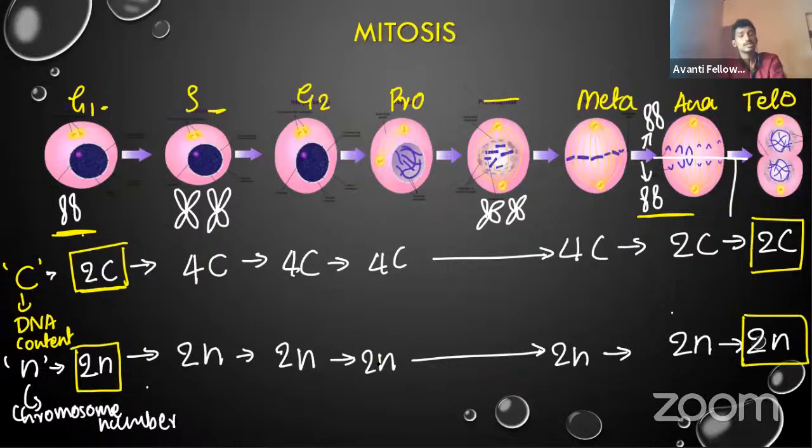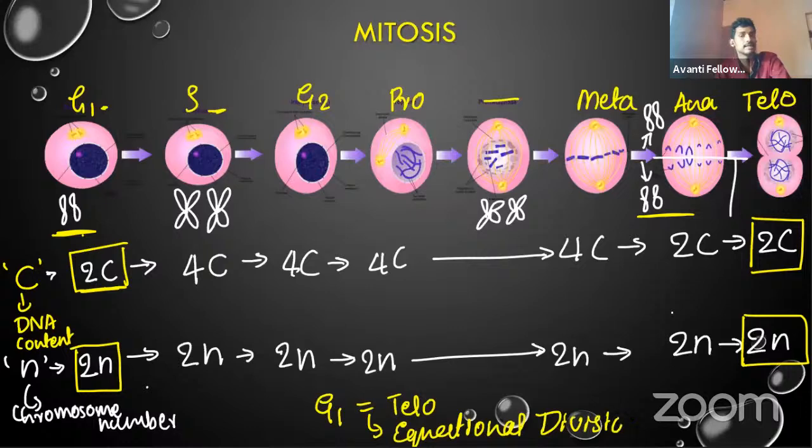So in mitosis, whatever changes in chromosome number you may take, ultimately the end point, the daughter cell, will have the same DNA content and same chromosome number as the parent. That's why you can say G1 is equal to telophase or the next G1. DNA content and chromosome content, everything is the same. That's why you can call this the equational division, because it's maintaining the chromosome number and the DNA content.